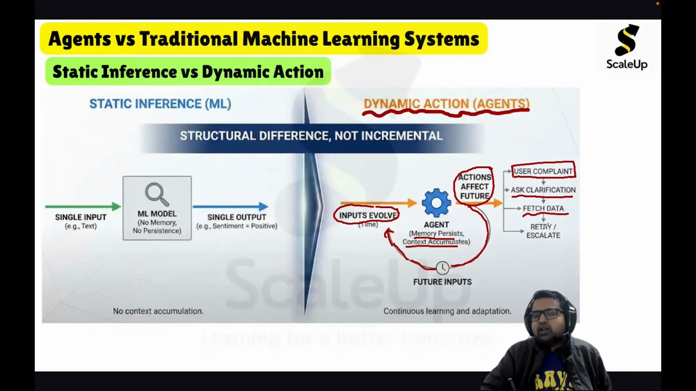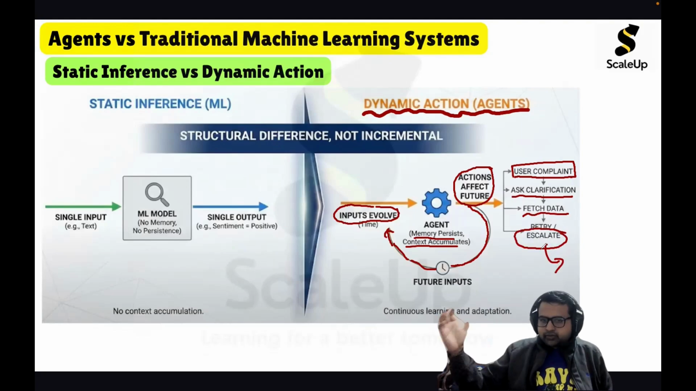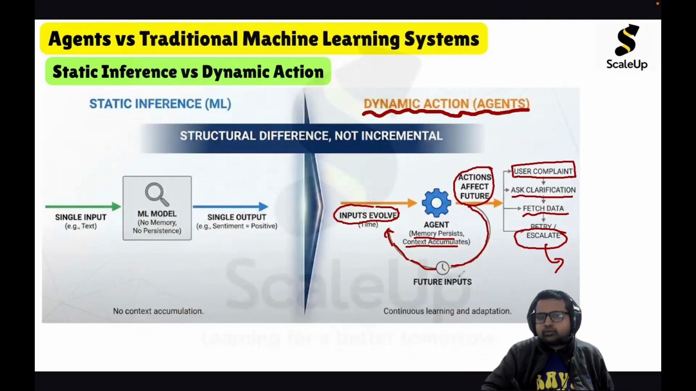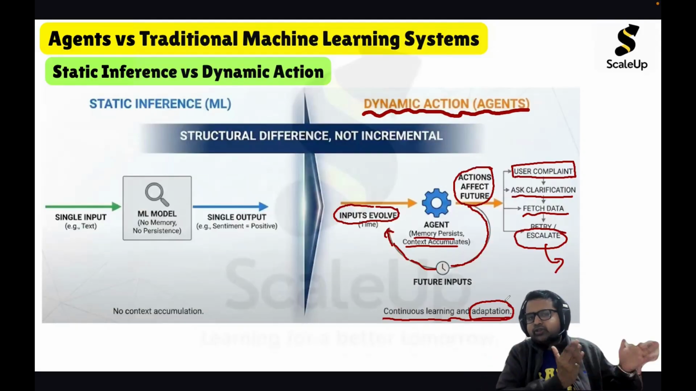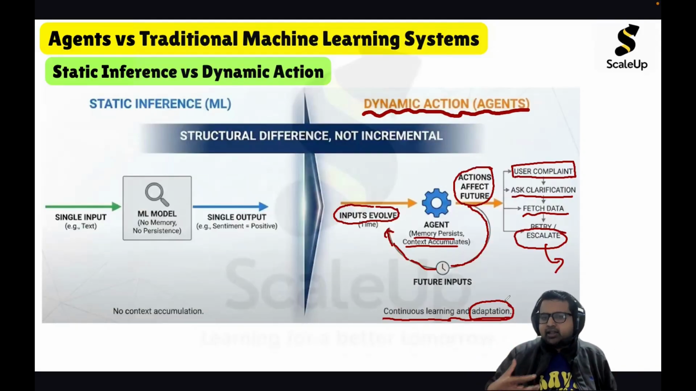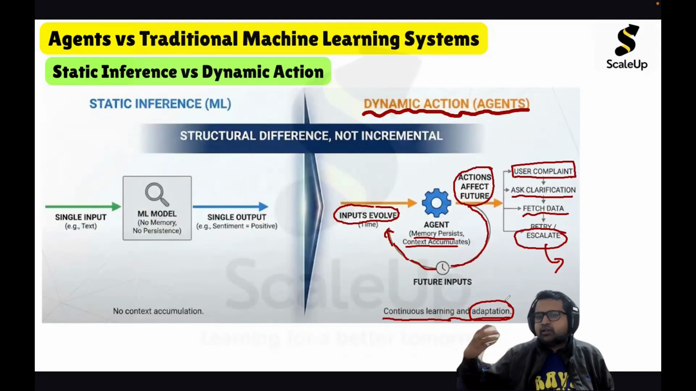And if it feels like it is not able to reach the goal, then it will escalate. Escalate means the complaint will now go to a human agent. So from the AI agent, it will be transferred to a human agent. So for AI agents, it is dynamic action, it is continuous learning and adaptation. And this is very important, adaptation. Here, the knowledge is evolving with time. There, the knowledge was fixed. But here, AI agents are reiterating their strategies, they're evolving, their knowledge is evolving.